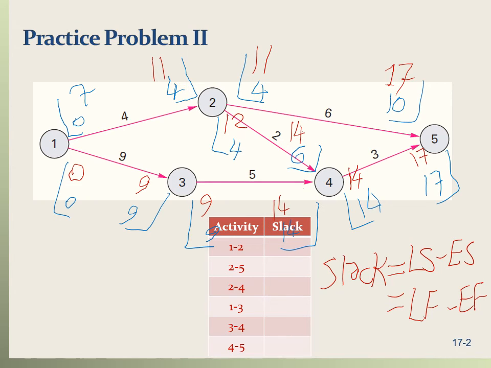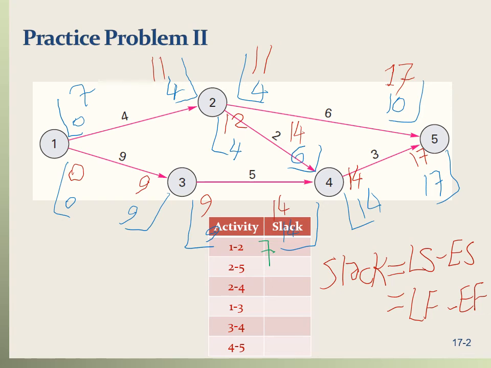So for activity 1 to 2, the late start is 7 and the early start is 0. So that means the slack for this is 7. Or we could do it by late finish and early finish. So the late finish is 11 minus the early finish, which is 4. 11 minus 4, that's 7. Still 7. Let's go to the next activity, activity 2 to 5.